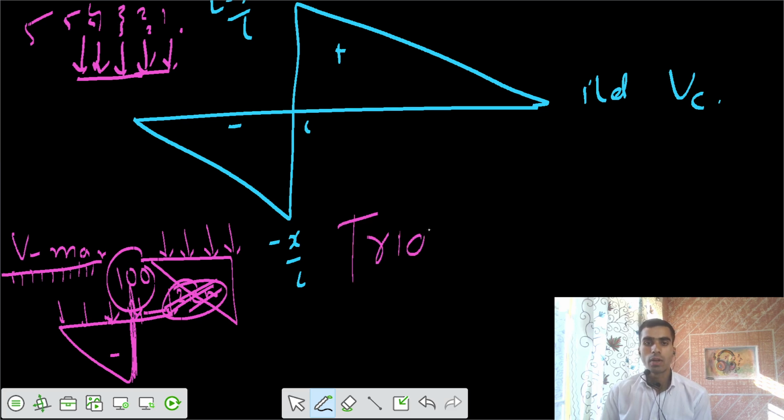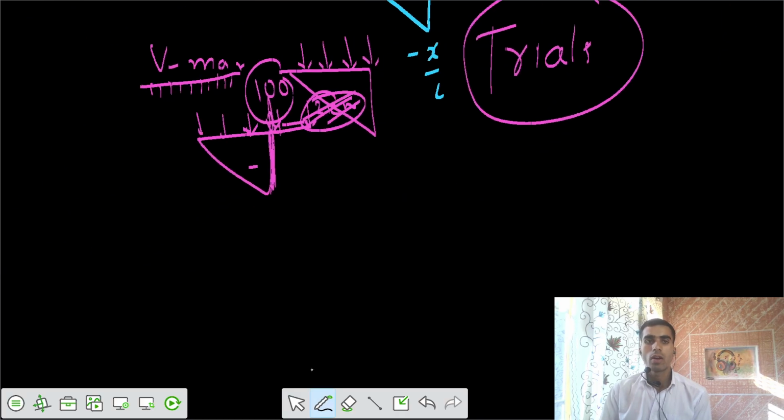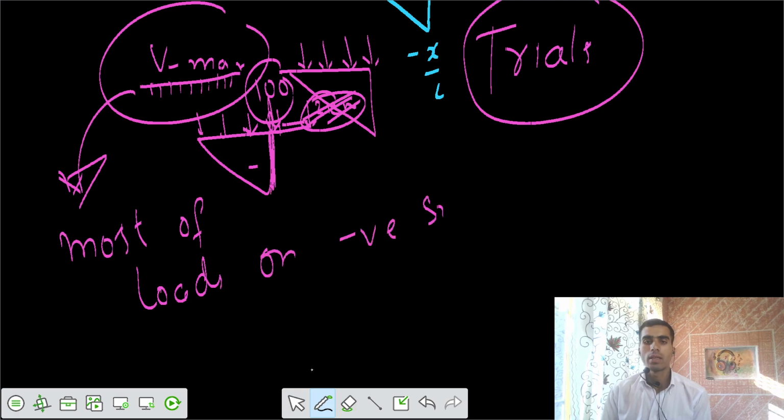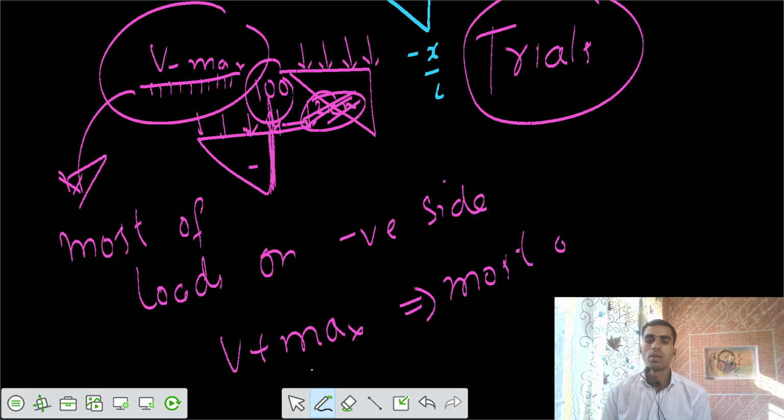Trials are there, we have to check for trials, but you have to ensure one general thing: for the negative shear force to be maximum, you keep most of the loads on the negative side. This is the general crux. And similarly for V positive maximum, you keep most of the loads on the positive side.